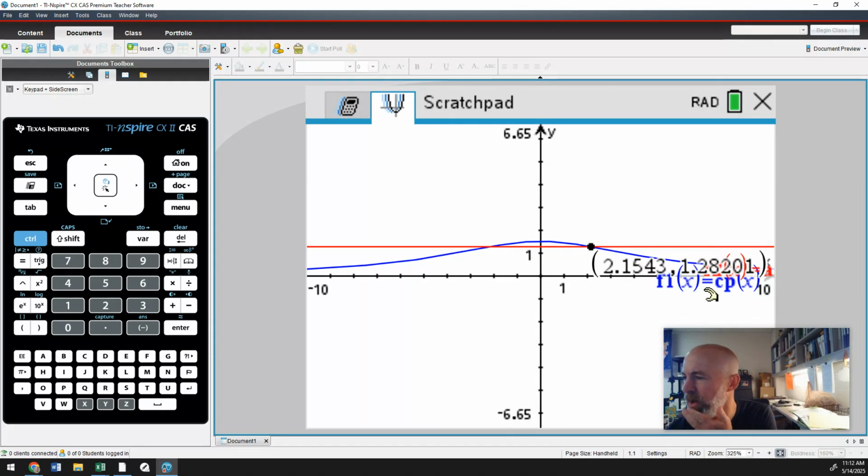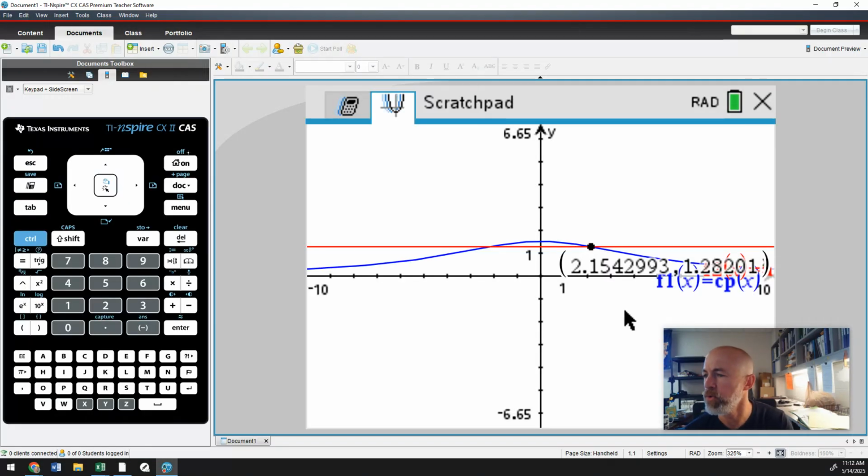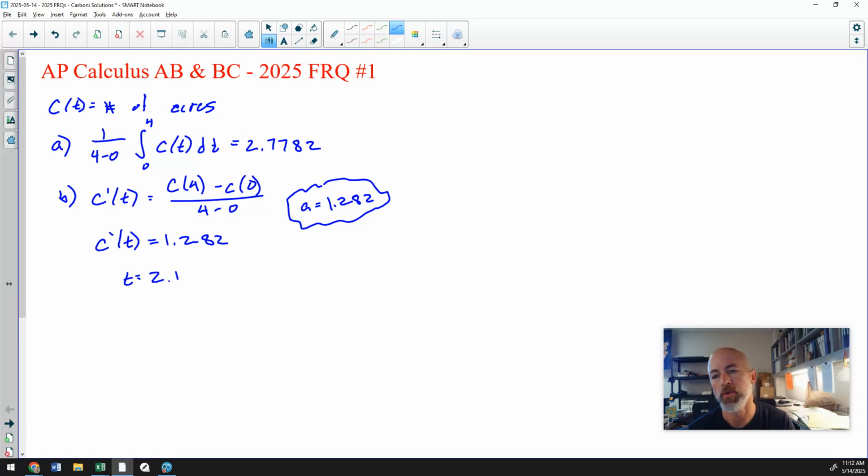Oh, that is dangerous. I'm only seeing 3 decimal places. I should see more than that. Or 4. I don't like that. There, let's get a few more. 2.1543. So that happens at T equals, what did I say? 2.154, and it's actually 29. But there's your answer for B.